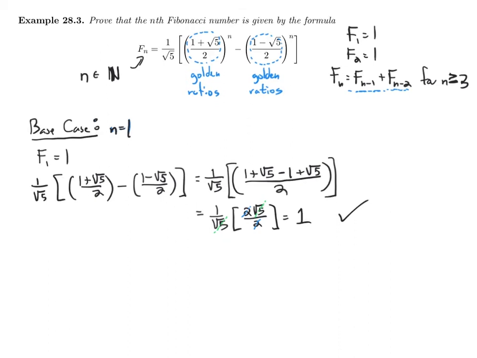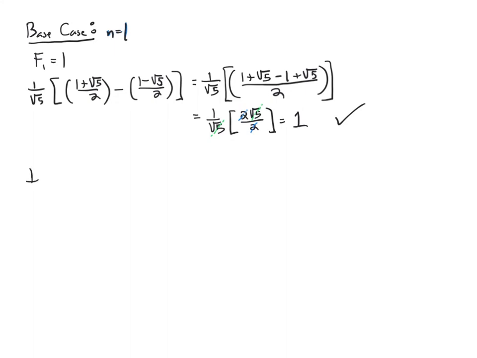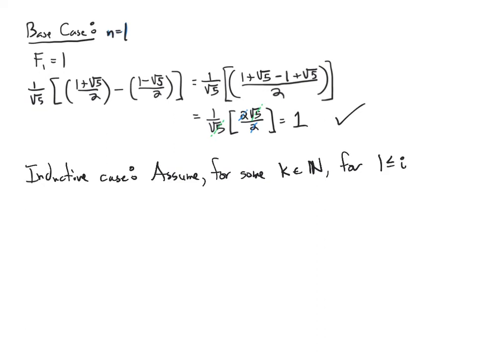Let's do our inductive case. So, for our inductive case, we're assuming, for some arbitrary k in our domain set, and our domain set is the natural numbers in this case, that for all values i between our least element and that value k that we picked, fi indeed equals this: 1 plus root 5 over 2 to the i minus 1 minus root 5 over 2 to the i, and I need to divide by root 5, so I'll put 1 over root 5 at the start.